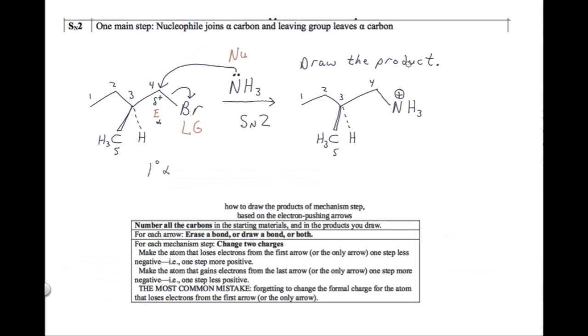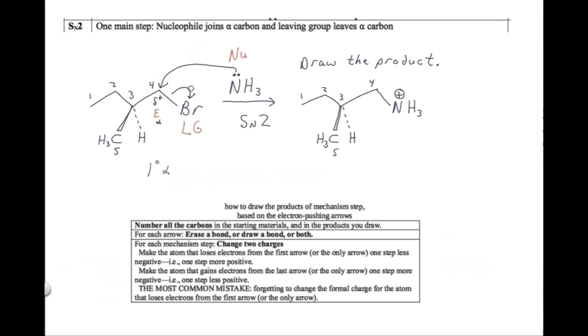When we're drawing this product, what's the most important part of the product to get right? The formal charge. So what's the most important part of this product to get right? The positive formal charge on this nitrogen. What's the most common mistake that students make on this problem? They forget the positive charge on the nitrogen. You would lose a lot of credit if you forgot this positive charge because it's the most important part of this product.